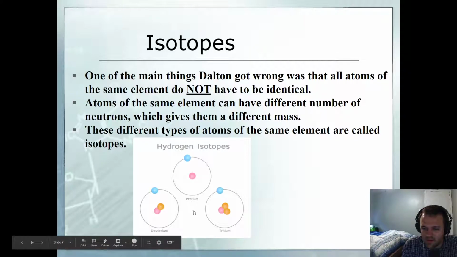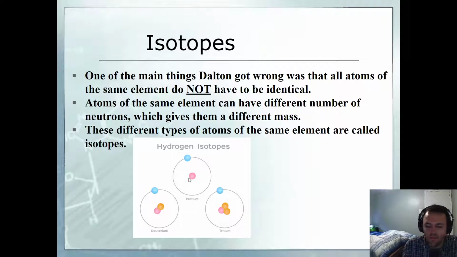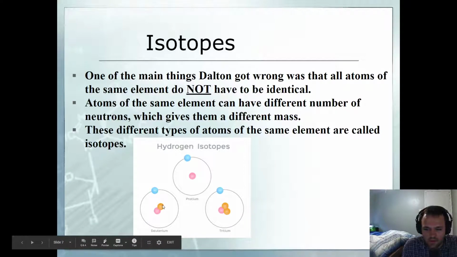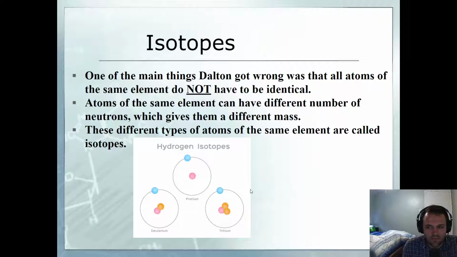So if you look down here at this little example, these are all hydrogen. They all have one proton and one electron. That's what defines them as hydrogen. But if you look, this one has 0 neutrons. This one has 1 neutron. And this one has 2 neutrons. So they would all have different masses. They're all slightly different in terms of their behavior, but they are all still hydrogen atoms. So that's one of Dalton's main mistakes.